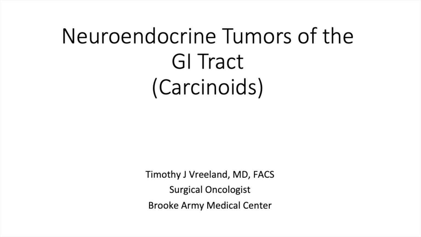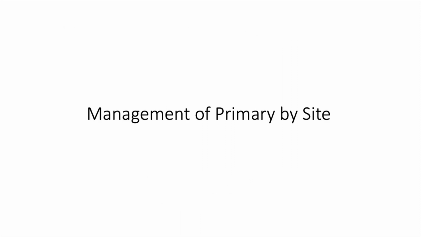Okay, so we're going to pick it back up for part 2 of this lecture on neuroendocrine tumors of the GI tract. So now we've talked about all the background, and we can get into the actual surgical management of these tumors, and we'll go by primary site. The most common type of GI neuroendocrine tumor is an appendiceal tumor, so we'll talk about those first.